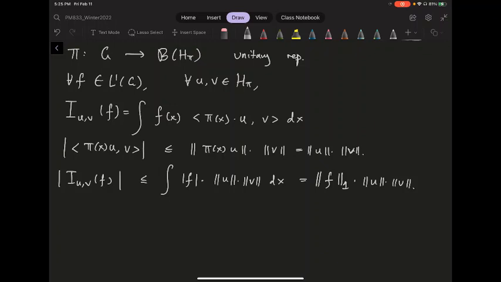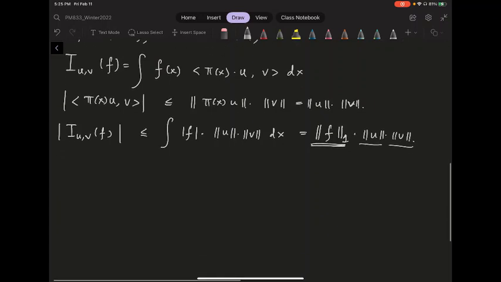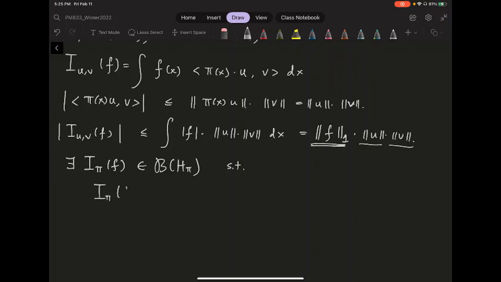Because all of these inner products are bounded by some constant multiplied by the lengths of these two vectors, you can always find an operator inside B of H. Okay, so this is basic operator theory. There exists an I pi of f inside B of H pi, the bounded linear operators, that implements this u and v. So this I pi of f, if you evaluate at u and v, you take the inner product, this gives you the I_{u,v} of f. Okay, so that's just how it works.